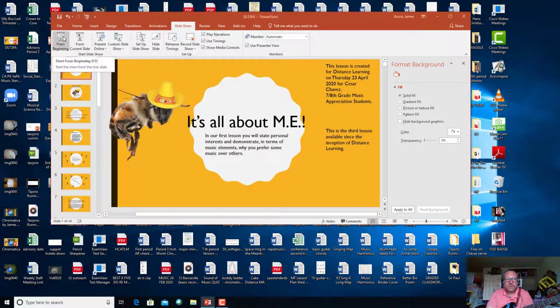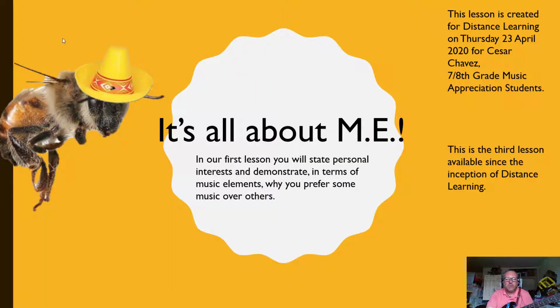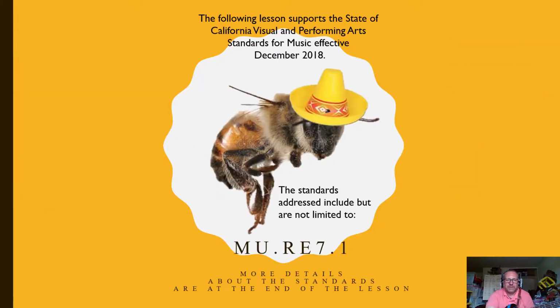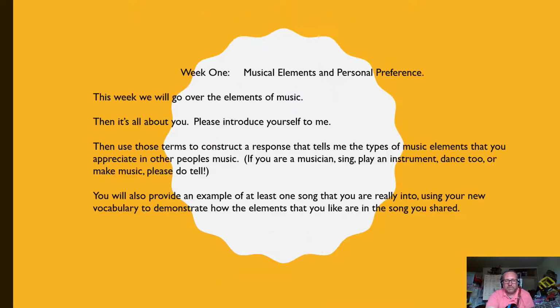But for now, let's give you a quick overview of the work that I posted, and I'll post this video here in a few minutes. So, in our first lesson, you will state your personal interests and demonstrate in terms of musical elements why you prefer some music over others. This is a standard, MURE 7.1. There's other stuff that's in here, but that's really the focus.